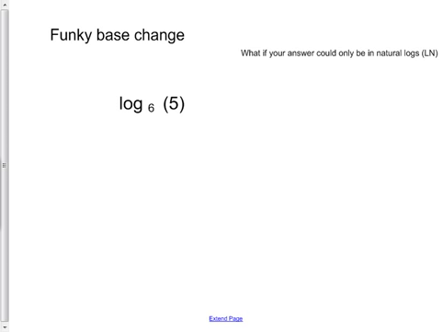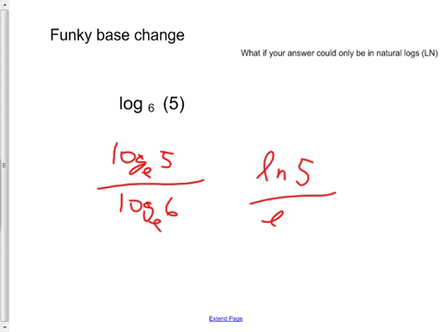What if your answer has to be in natural logs? Done this one before. If you recognize it, it's easy. I'm tempted to write log 5 over log 6. Why can't I do that? Because not in natural logs. So how do I change it to natural logs? Just put a base e on it. So then it's ln 5 over ln 6. How many had that one right? Ah, there's hope for humanity.